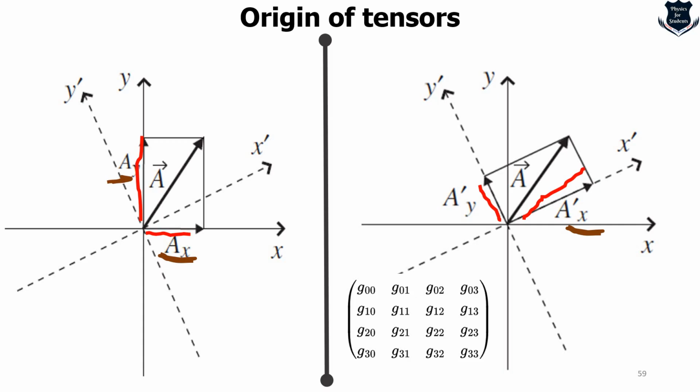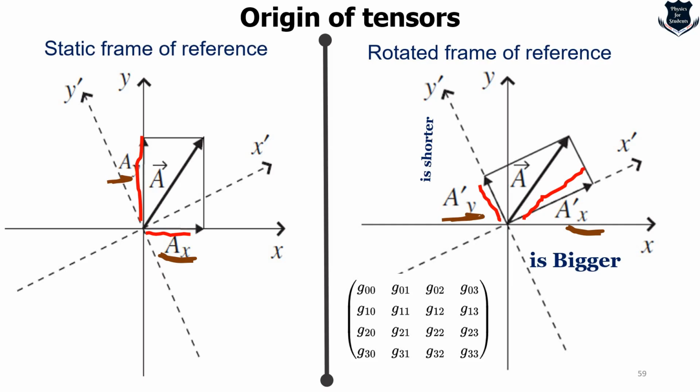So this change is registered through a tensor called the metric tensor, which you can see on the screen. This is how the origin, or the role, of tensors comes in. Now, how does it play out? In the static frame of reference and the rotated frame of reference, you see something has become bigger and something shorter, but we need to mention the vector, which should be invariant.